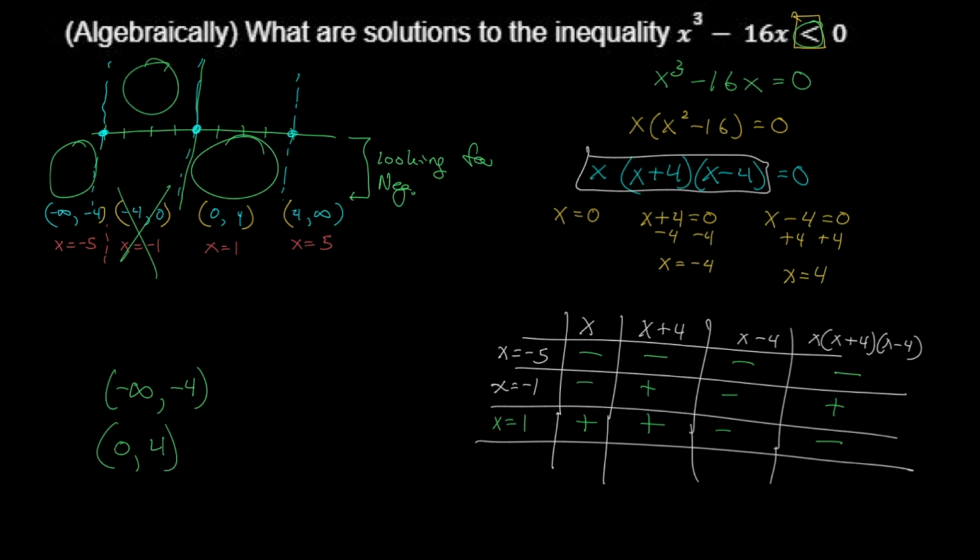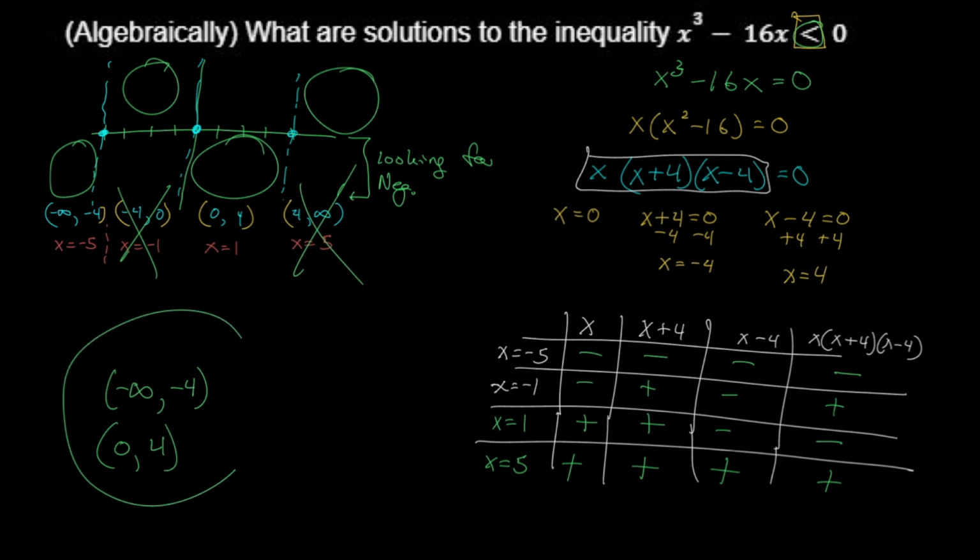And if I jump through the last one here, we have x equals 5. Plugging 5 in, we have positive. 5 plus 4 is +9. 5 minus 4 is +1. A positive times a positive times a positive is positive, which means it is above the x-axis on this interval. We are looking for the negative ones, so this last interval would not work as well. So the solution, just as we found graphically, are these two intervals here.